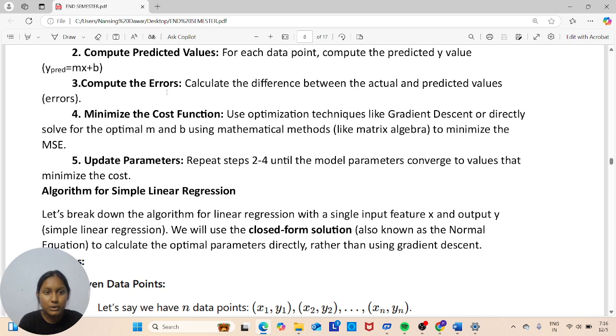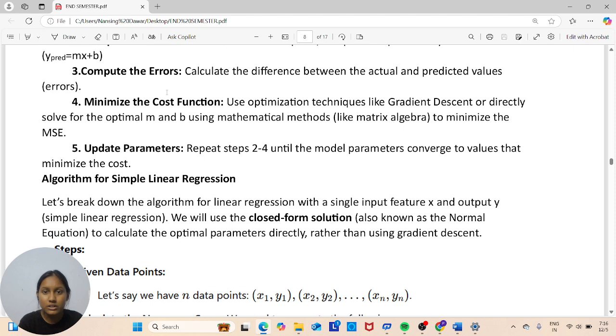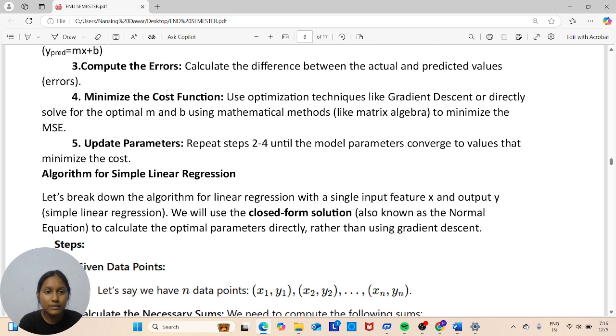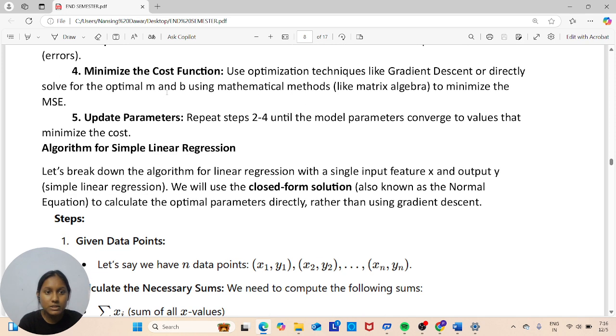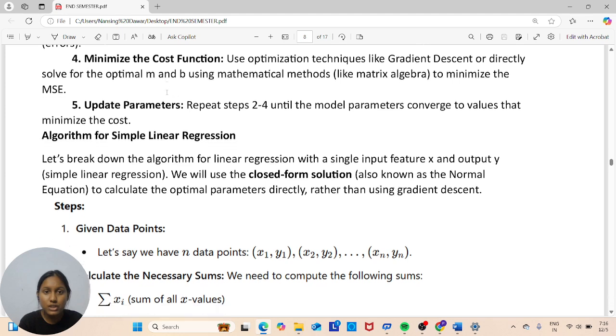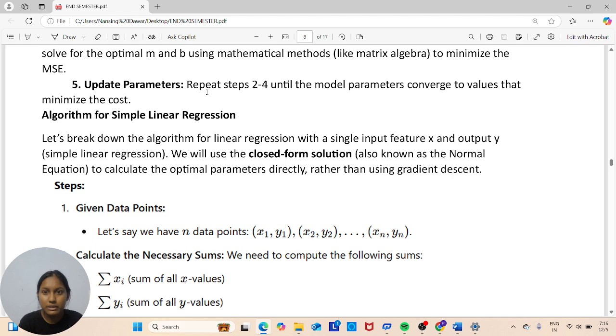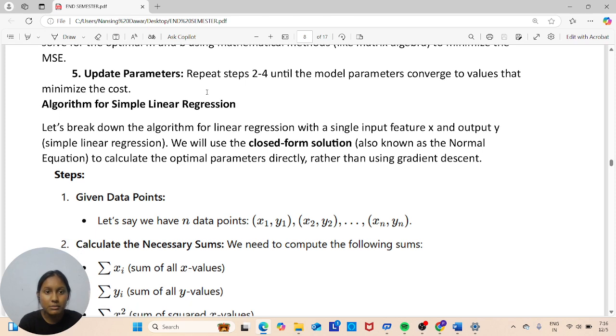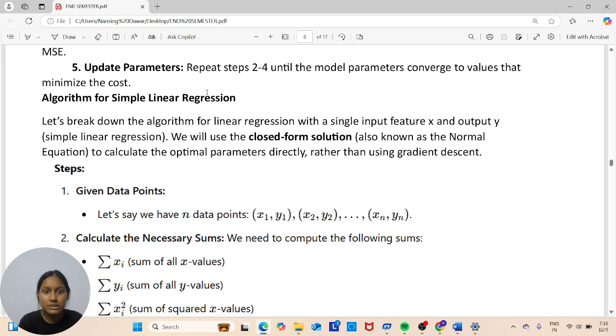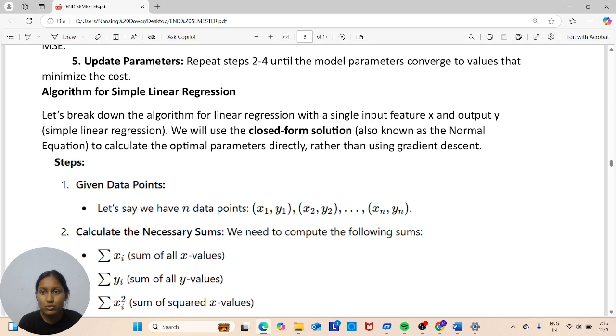Third step is compute the errors. Calculate the difference between the actual and predicted values. Fourth step is minimize the cost function. Use optimization techniques like gradient descent or directly solve for the optimal m and b using mathematical methods to minimize the MSE. Fifth step is update parameters. Repeat step 2 to 4 until the model parameters converge to values that minimize the cost.